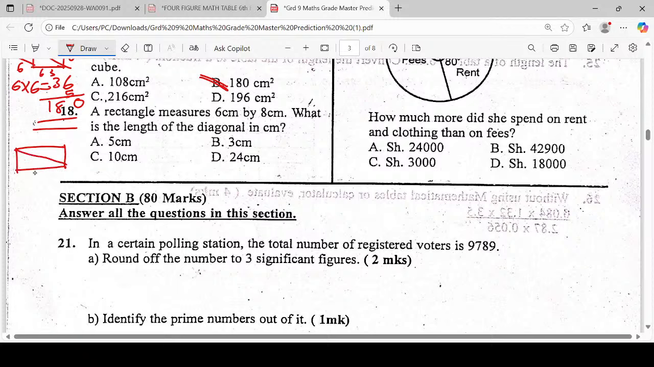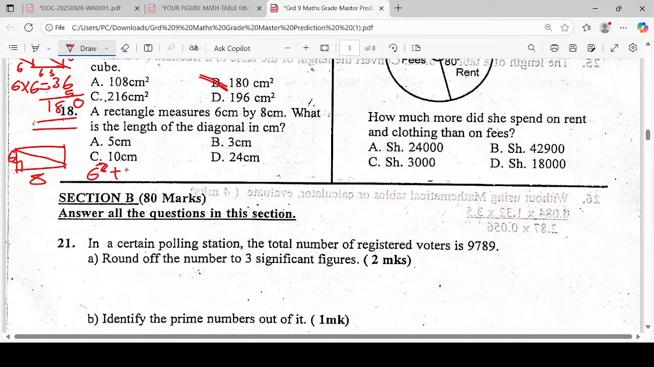The length is 8, the width is 6. This is a Pythagoras theorem because this is 90 degrees. Remember, 6 squared plus 8 squared should give me c squared, which is the hypotenuse. 6 squared plus 8 squared, that is 36 plus 64, that's 100.